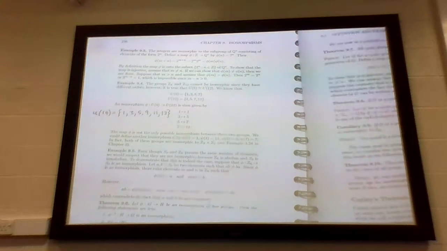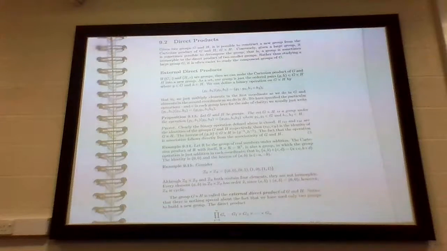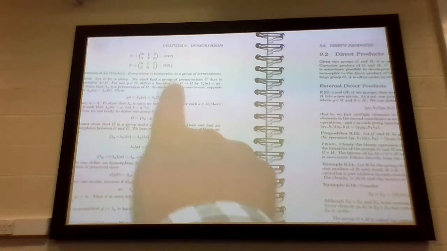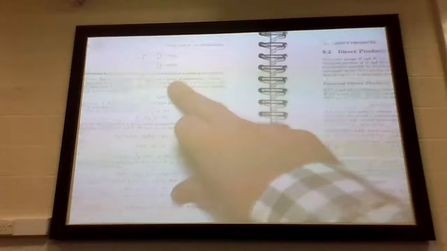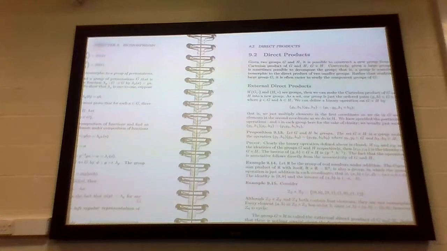So I will assign you a bit of reading, just so we can make progress. It's to read through the rest of that section 9.1. So you're just reading through those other theorems on page 157, and Cayley's theorem, 9.12. So we'll discuss that a little bit at the start of next week, and then we'll have our 2 lectures next week on direct products, which is a very important construction.